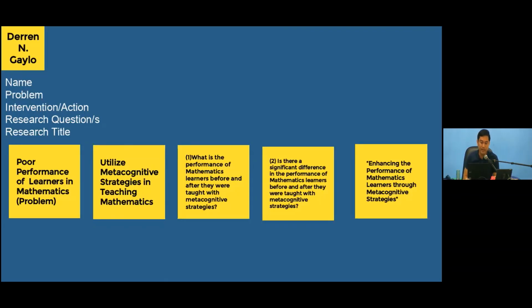And then I have here my research questions. Number one, what is the performance of mathematics learners before and after they were taught with metacognitive strategies? And the second, is there a significant difference in the performance of mathematics learners before and after they were taught with metacognitive strategies? So my intervention for the poor performance of learners in maybe grade 10 mathematics is I will be using metacognitive strategies like think-pair-share, reflection sheets, think alouds. And with that, here's my working title for my action research: enhancing the performance of mathematics learners through metacognitive strategies. This is not on flexible learning, but your challenge is to make one for the present, now. So it's on flexible learning.